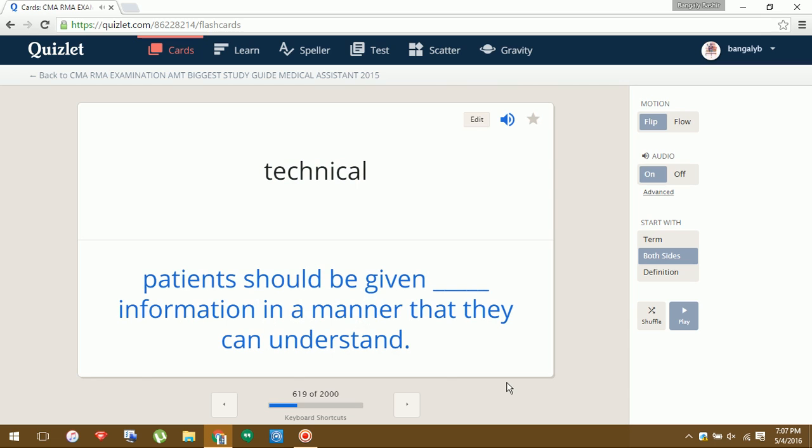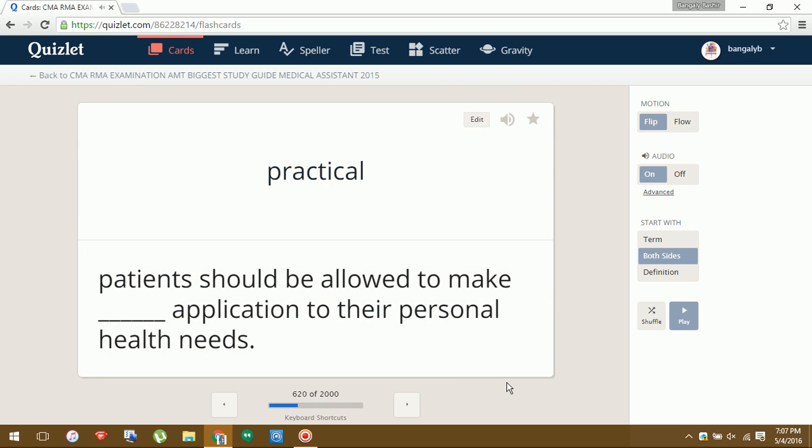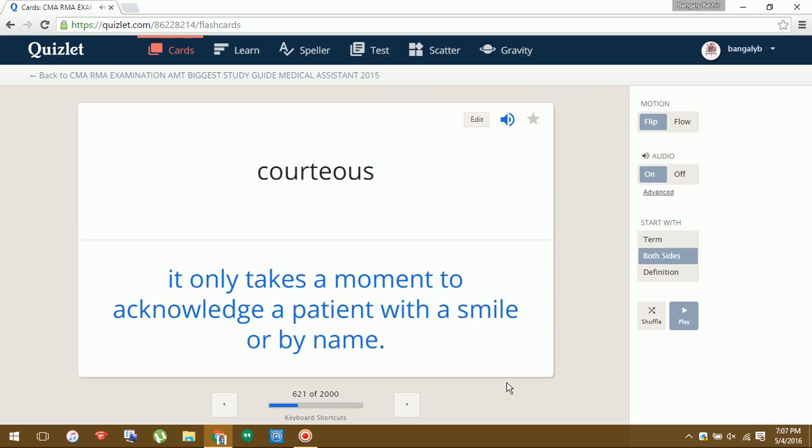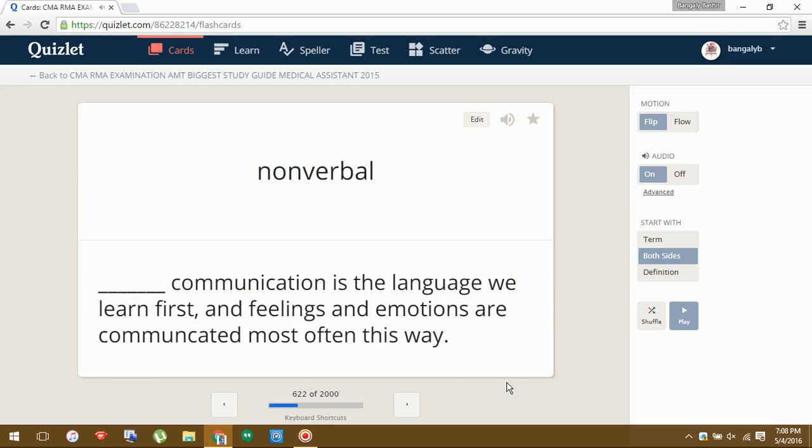Technical. Patients should be given blank information in a manner that they can understand. Practical. Patients should be allowed to make blank application to their personal health needs. Courteous. It only takes a moment to acknowledge a patient with a smile or by name. Nonverbal. Blank communication is the language we learn first, and feelings and emotions are communicated most often this way.